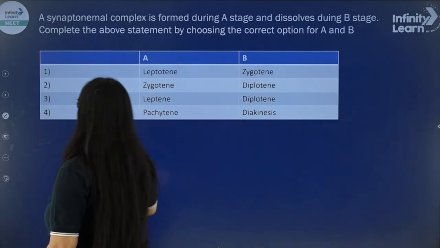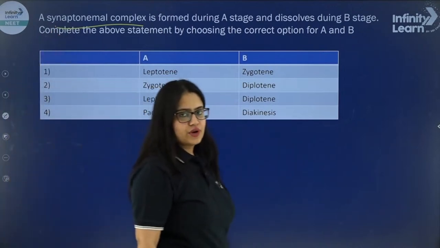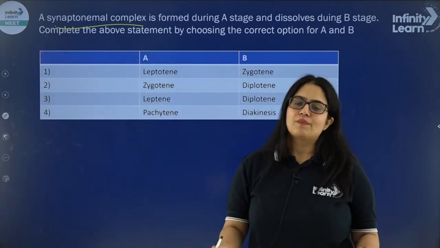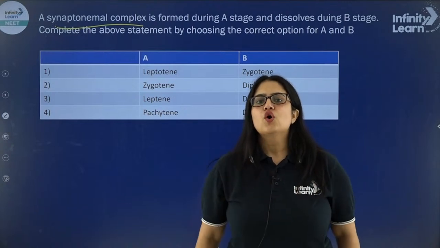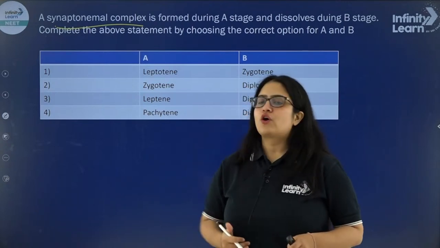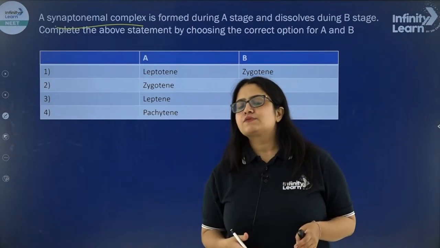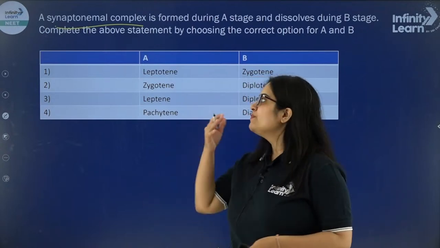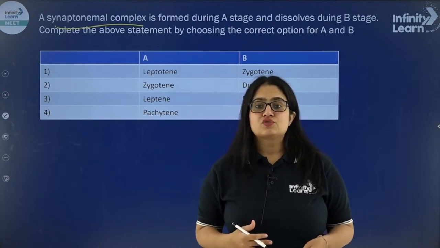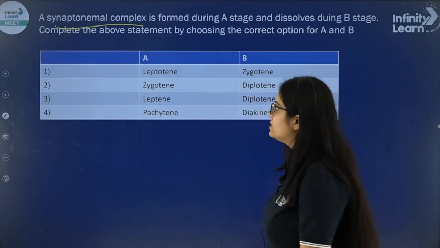Synaptonemal complex. This question is from your cell division, meiosis. The synaptonemal complex is formed between two homologous chromosome pairs. Formation of the synaptonemal complex takes place during the zygotene stage. Then in the next pachytene stage, they will undergo crossover. And finally, in the diplotene stage, my dear students, the diplotene stage starts with dissolution of this synaptonemal complex.